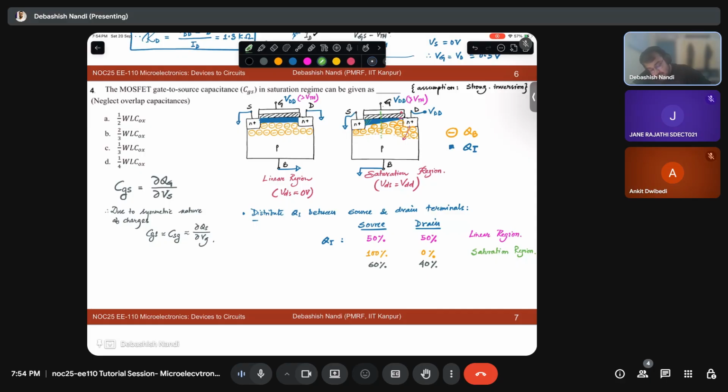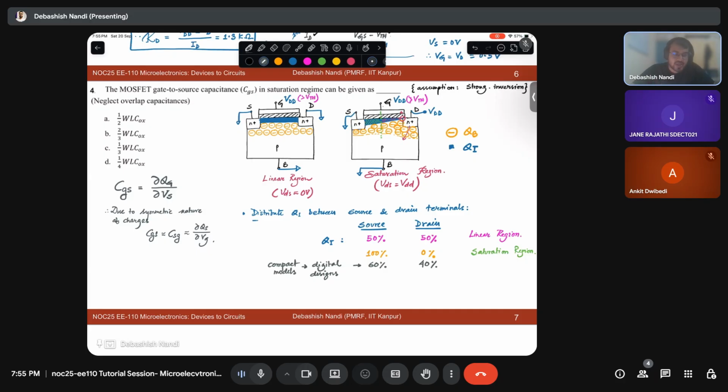Even if you consider that this much charges you want to assign to source and this much charges you assign to drain, then also 100 and 0 does not depict the correct picture. Although you can see that near the drain end, almost in the pinch off region, you will not have any inversion charges, right? So this is what is mostly used in digital designs, or I would say compact models developed for digital design. Okay.